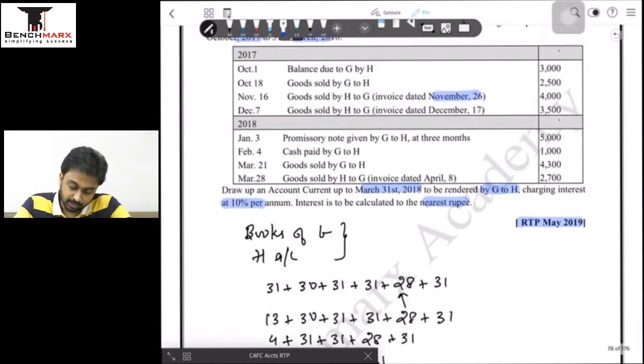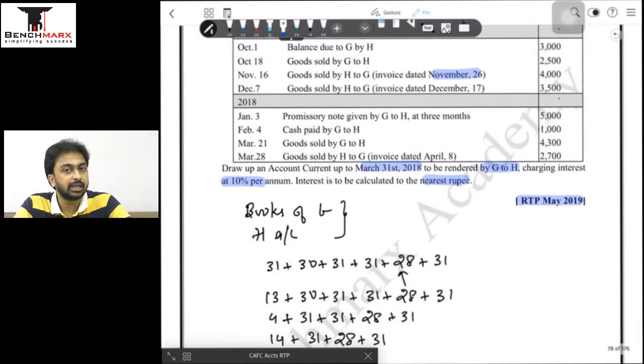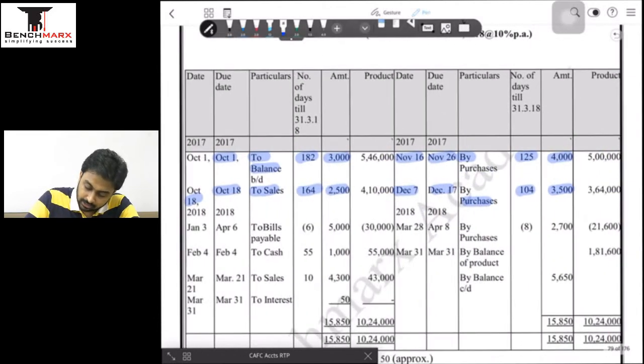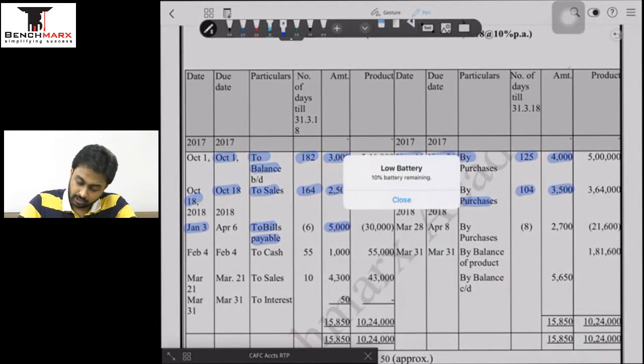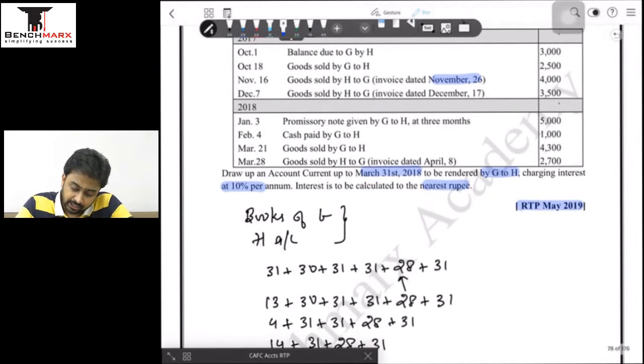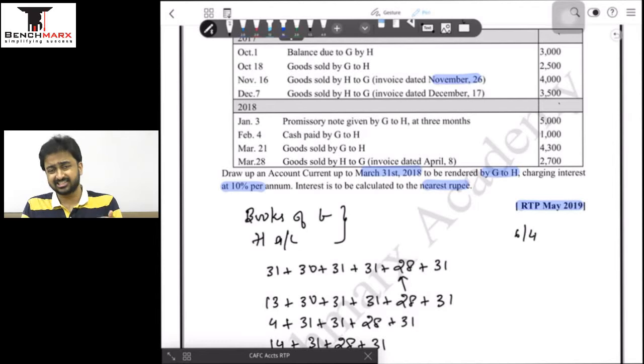Next transaction is अपना Jan 3 promissory note given by G to H and it is books of G. So अपने लिए बन जाएगा bills payable. So it is the party account debit, so it will come on the debit side as to bills payable. Jan 3 to bills payable, amount is 5,000 and the due date appears to be 3 months after Jan 3, so Feb, March, April, add 3 days of grace, appears to be 6th of April. The period is till 31st of March. That means 6 days are going beyond.